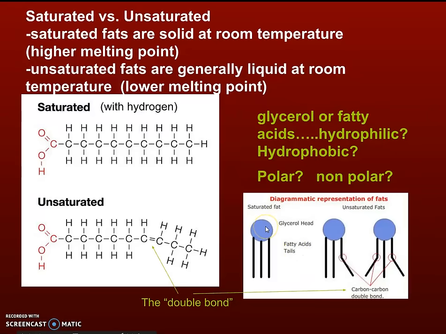We have glycerol heads of triglycerides and fatty acid tails of triglycerides. Which one is hydrophilic? Remember, hydro means water, philos means love. So the heads love water, and the tails are hydrophobic. Which one is polar? Remember, water lovers, something that is attracted to water, dissolves in water, is polar, just like water. And the tails are nonpolar. So go ahead and label those in your pictures.